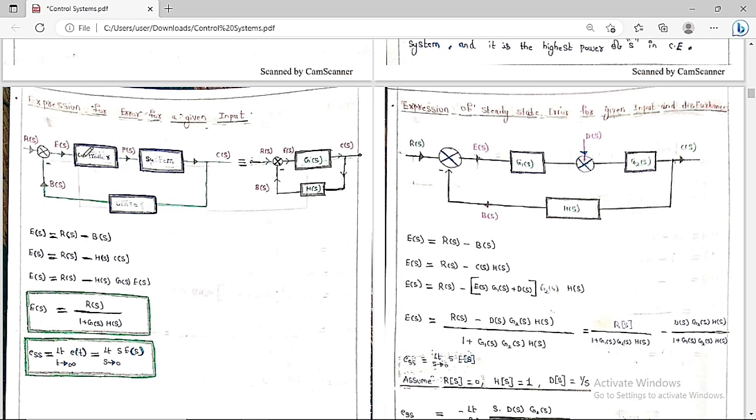This we can represent in a shortcut, which is G(s). I'm going to combine these two gains and call it G(s).